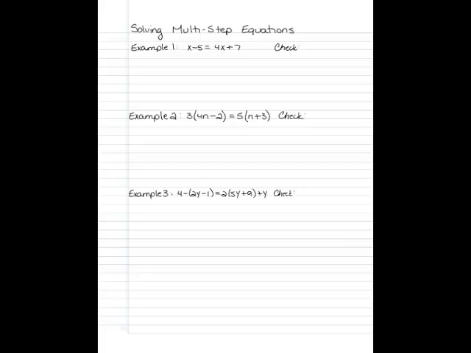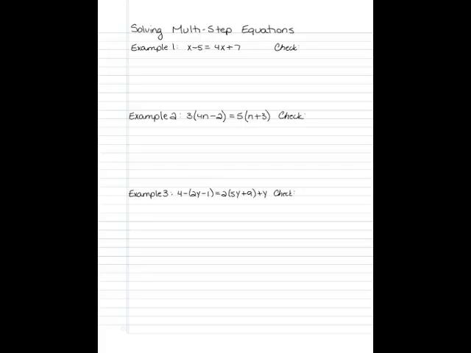Then gather all of the variable terms, all of the x terms, n terms, whatever the variable happens to be, onto one side of the equation. Then solve as if you were solving a two-step equation. So beginning with example 1.